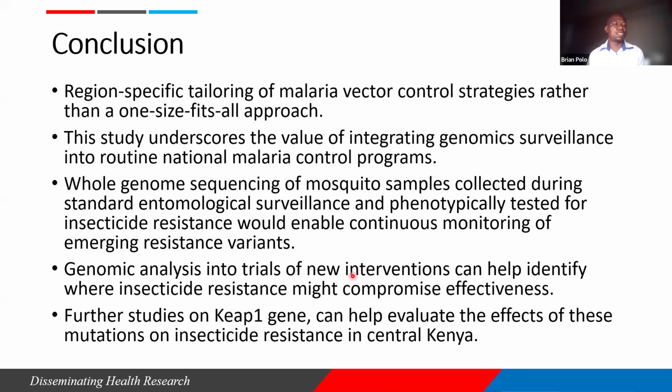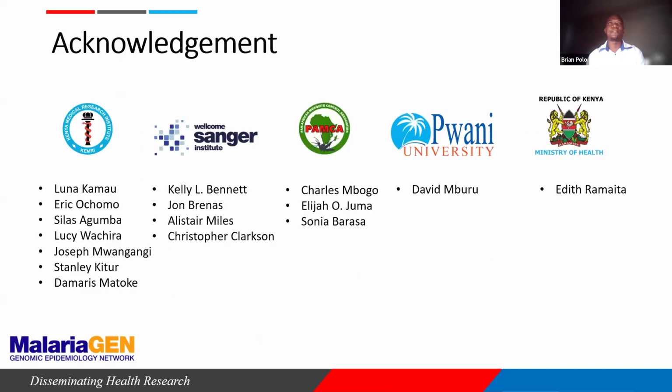The study also brings out the probable importance of the KIP1 gene, which should also be evaluated further to understand its insecticide resistance, especially as we can see in central Kenya.